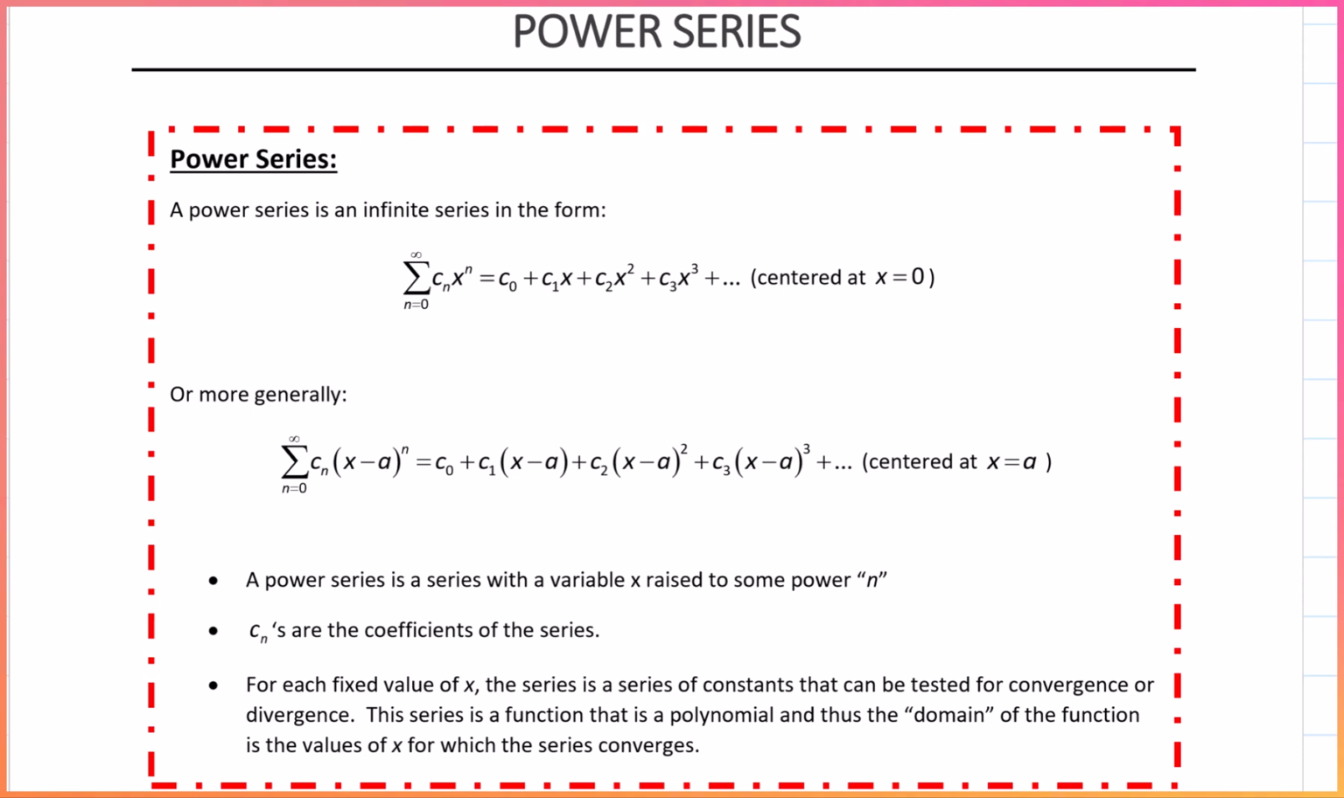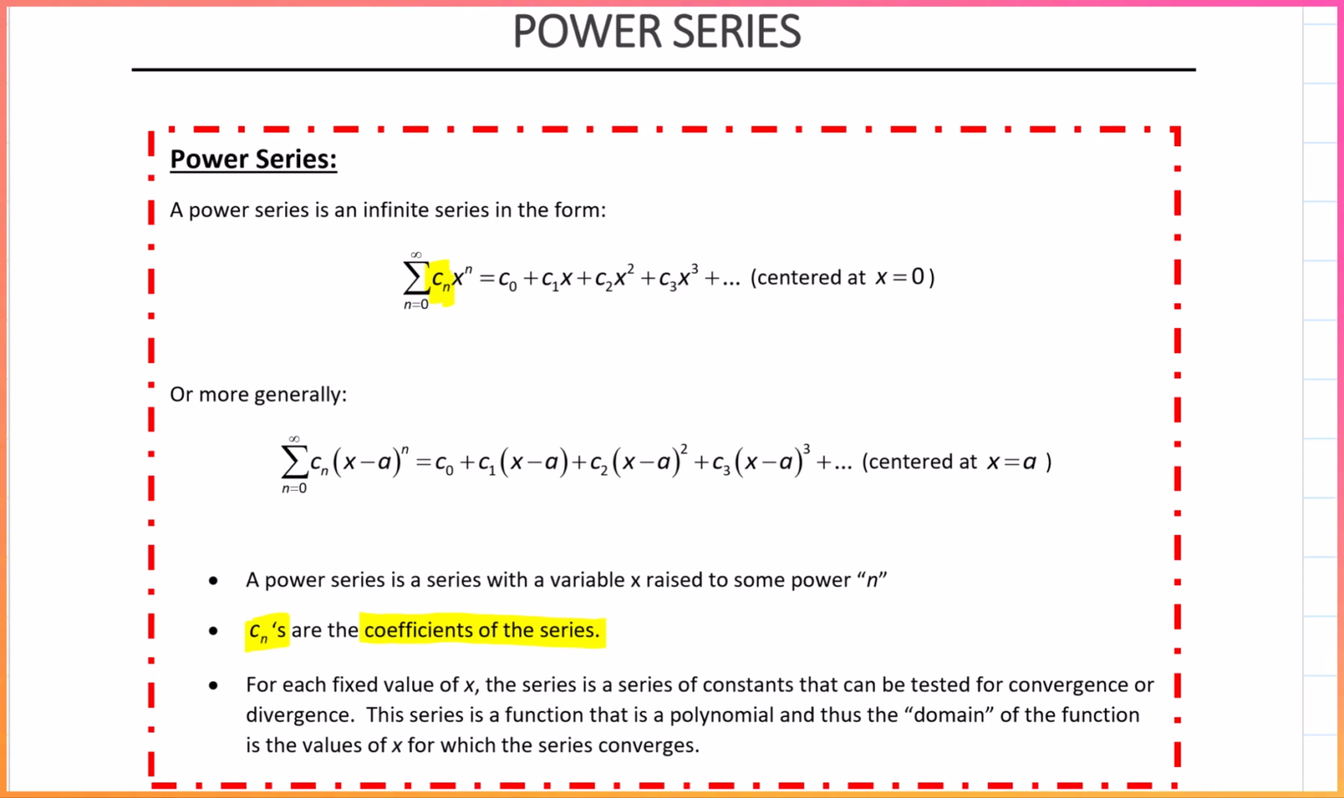Let me grab my highlighter. We call those the coefficients. So c sub n's are the coefficients of the series. And we write out the series: c naught plus c1 times x to the first plus c2 times x squared plus c3 times x cubed.